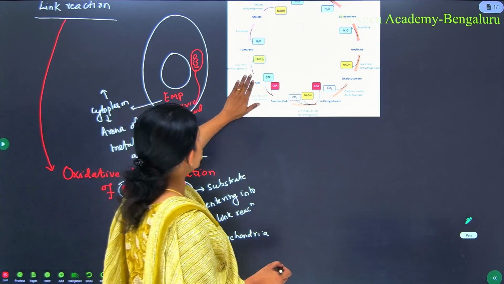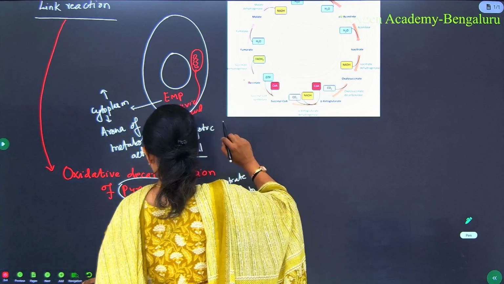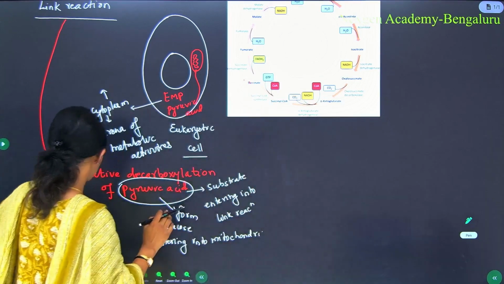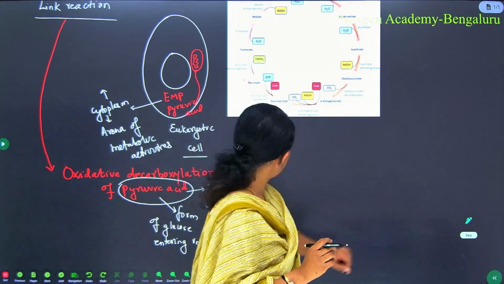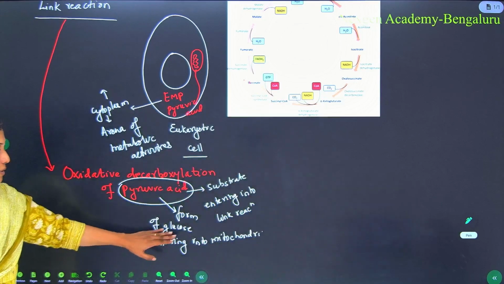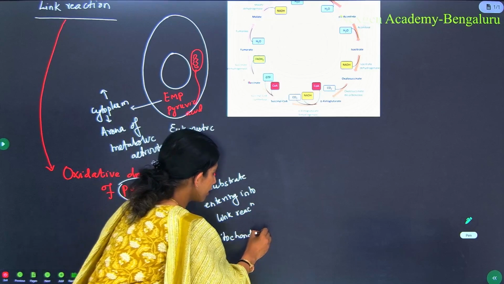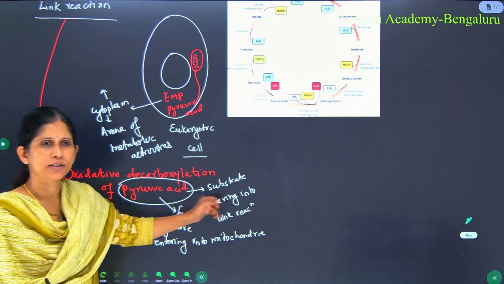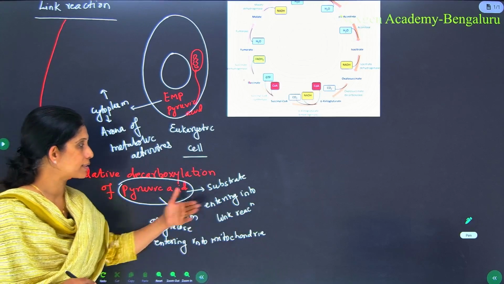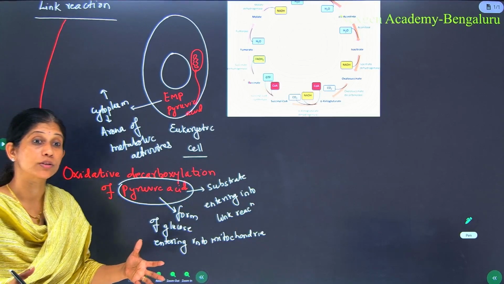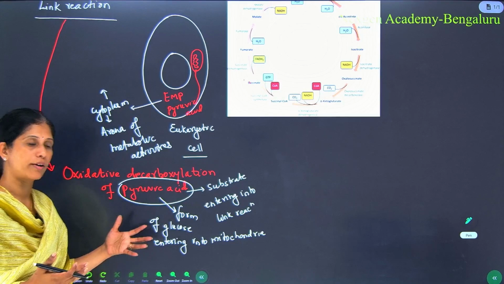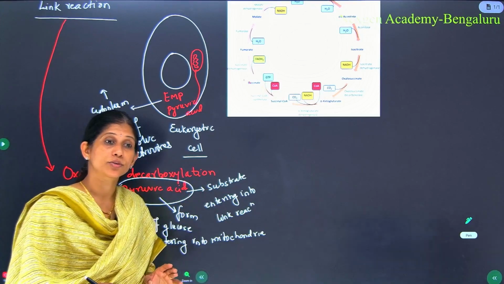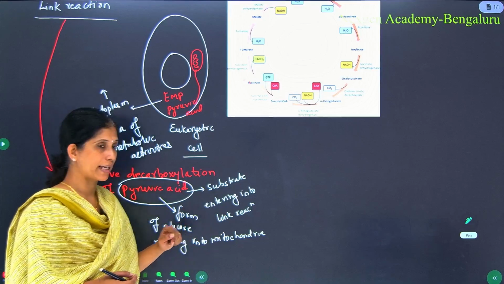So this is something which is important. These are the ways of asking questions. They can also ask what is the substrate or what is the form of glucose that is entering into link reaction or mitochondria for that matter, that is pyruvic acid, or what is the substrate that is entering into the process of link reaction, that is pyruvic acid, right?